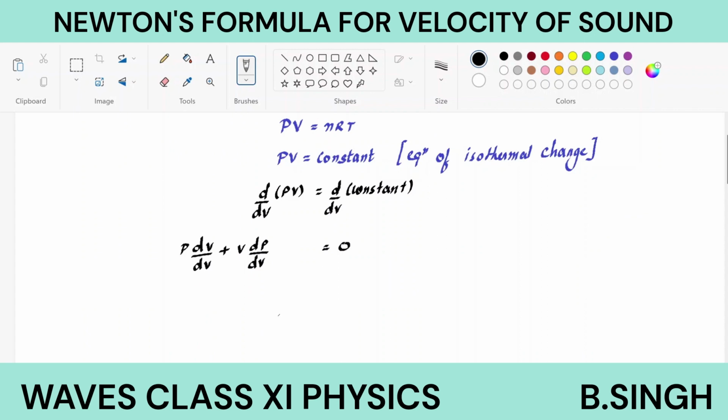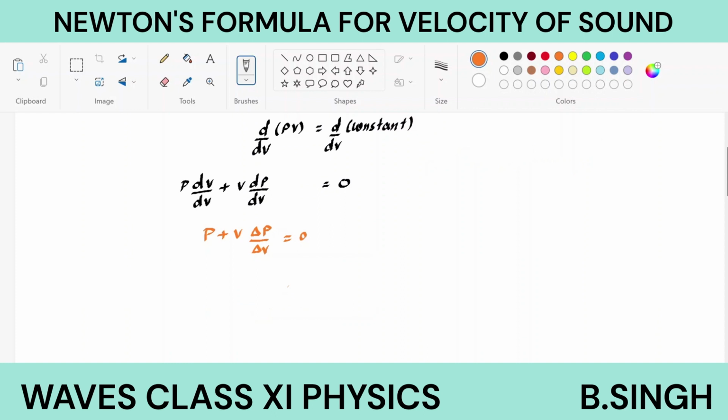Now dV by dV is nothing but 1. For discrete changes, I am writing dP as delta P and dV as delta V, so we get P plus V delta P upon delta V equals 0. Let me repeat again: dV by dV is 1, dP I have written as delta P, and dV as delta V. Let's move further. Multiply the whole equation with delta V. It will be P delta V plus V delta P equals 0.